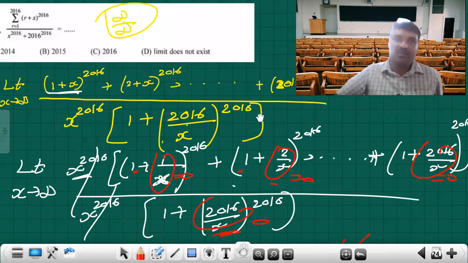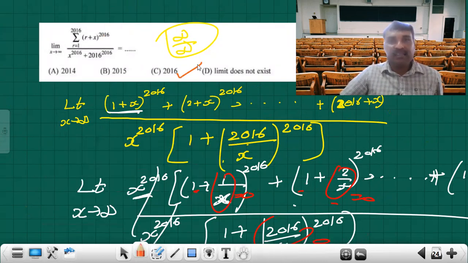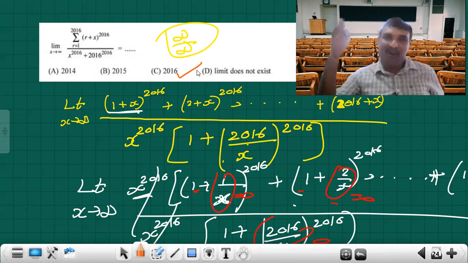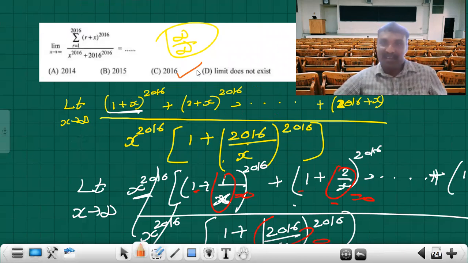So the option is available as option C, right? Okay. Now in the next class we will discuss more problems on differentiation, methods of differentiation and limits, right? Then we will discuss all the important concepts from all chapters that are useful for JEE Main.